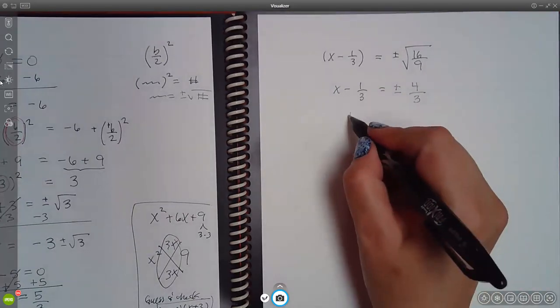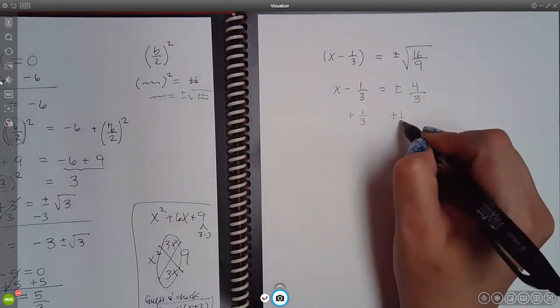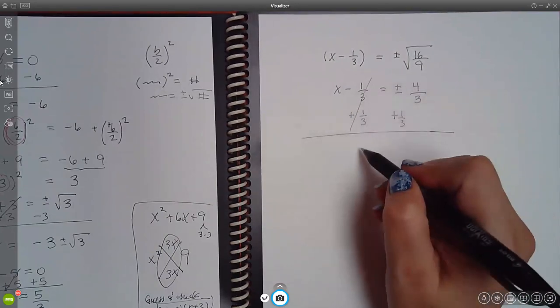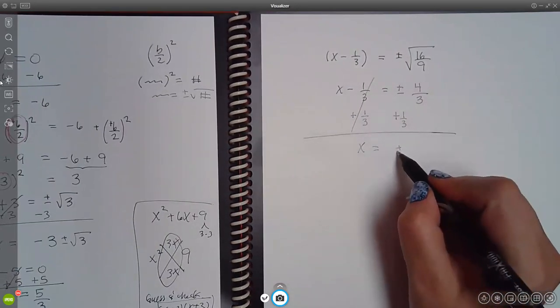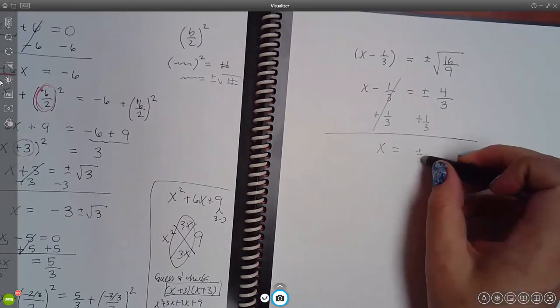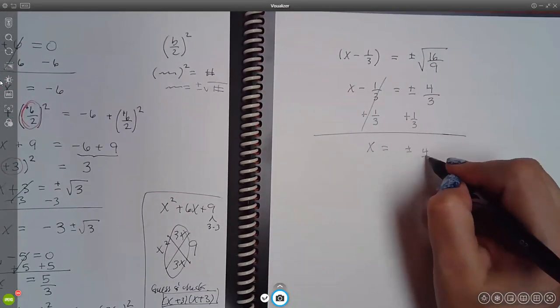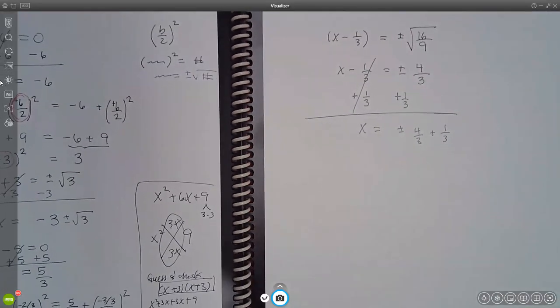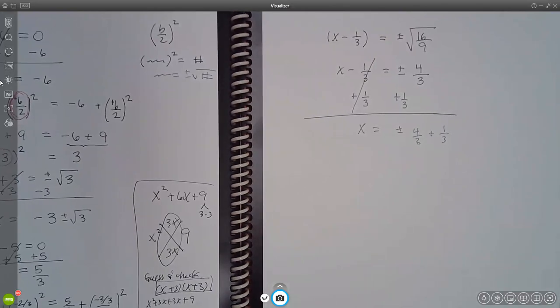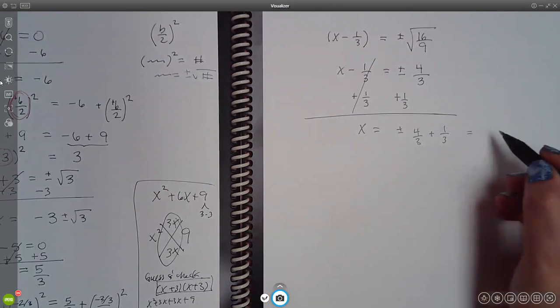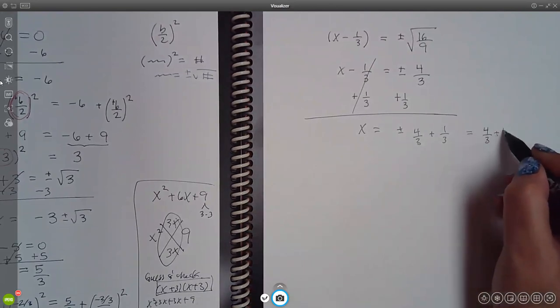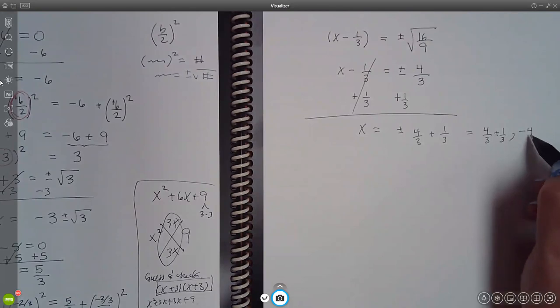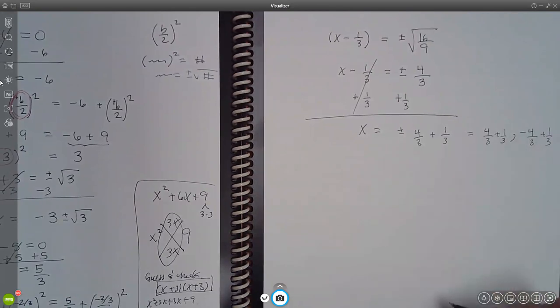But I do still have to solve for x. So I do still have to add the 1/3. Now here, I don't have any radicals. So it really doesn't matter how I write this. I can put the plus or minus in the front if I wanted to. And the 1/3 in the back. But because there's no radicals still, then they are going to expect me to simplify this. Okay, there's no radicals whatsoever. So essentially, I'm going to have two answers. I'm going to have positive 4/3 plus 1/3, and then I'm going to have negative 4/3 plus 1/3.